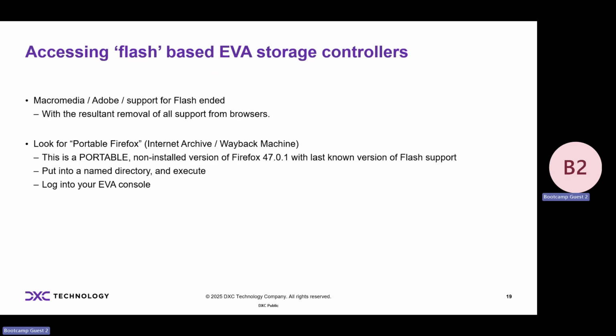What you need to look for is Portable Firefox, and it is exactly as it says. You may need to get it off the Internet Archive, Wayback Machine. It's a portable; you do not install it. You just simply stick the executable somewhere. Warning, it is version 47.0.1 plus all its bugs, and the last version of Flash support. Stick it somewhere, run it up and point it at your EVA, and you can log into your system as you used to be able to. So that is a way of getting it.